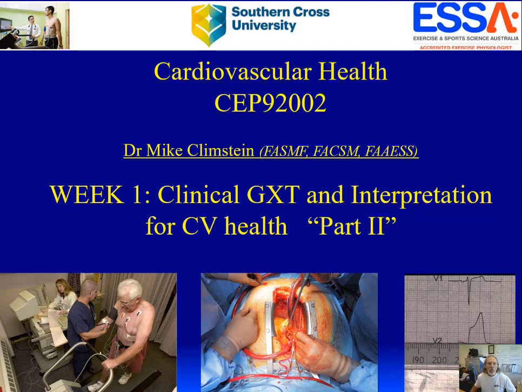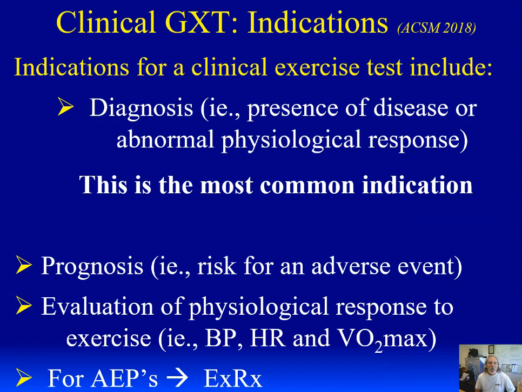This is part 2 of clinical exercise testing and interpretation for cardiovascular health. So when we speak about indications, why would somebody get a clinical exercise test or be told to get one? We're talking about maximal here. Primarily for diagnosis, presence of disease or an abnormal physiological response, and that's clearly the most common indication.